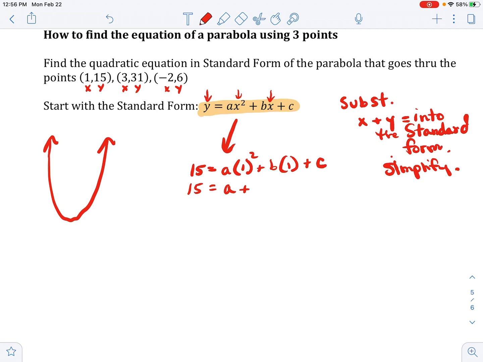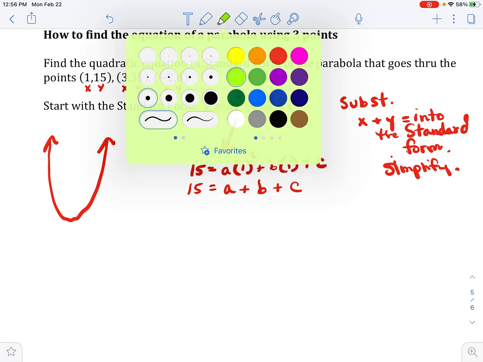All right, that's useful. Let's do it again. Okay, so first of all, let's highlight this, make sure we understand it. That's our first equation. Then we're going to do it again, but we're going to do it with 3, 31.